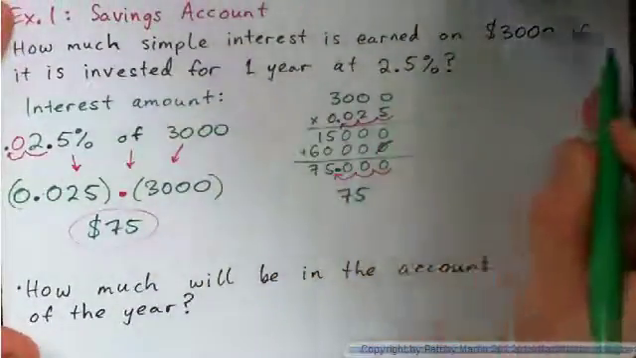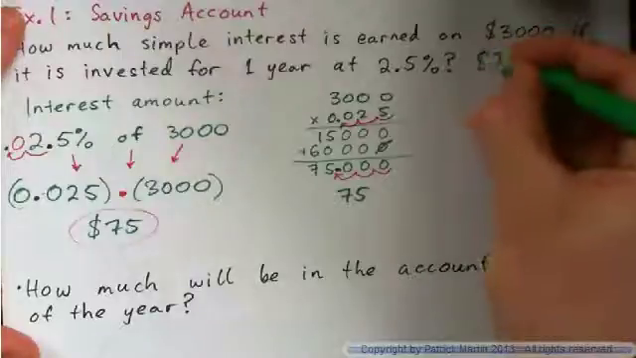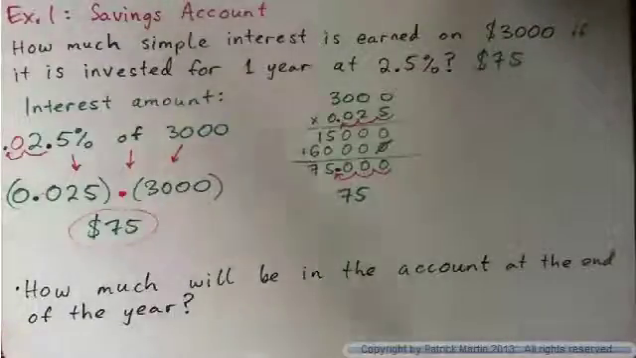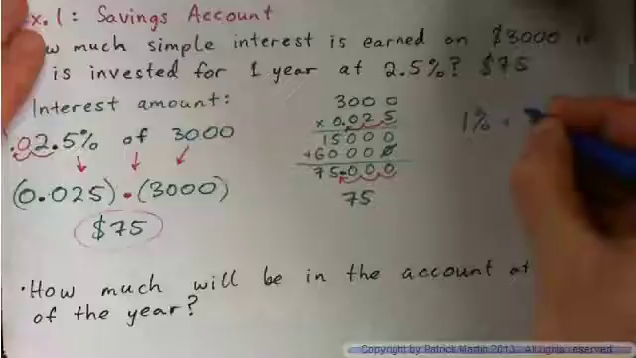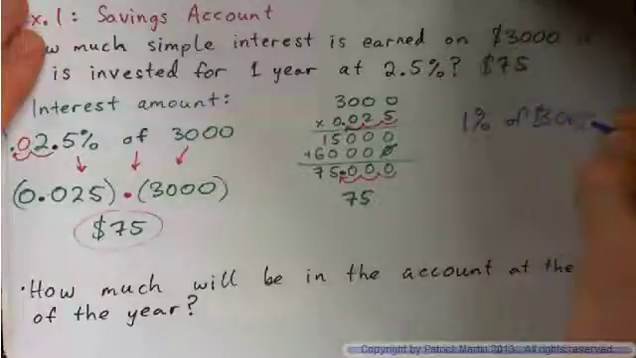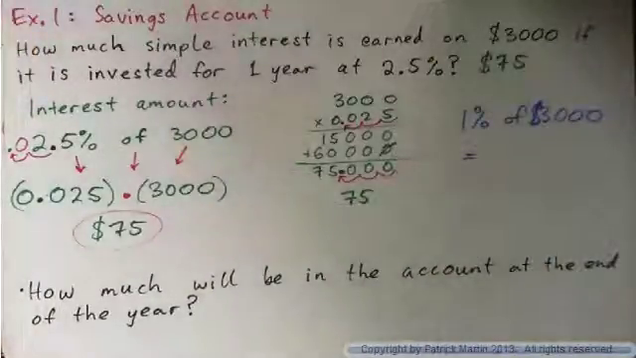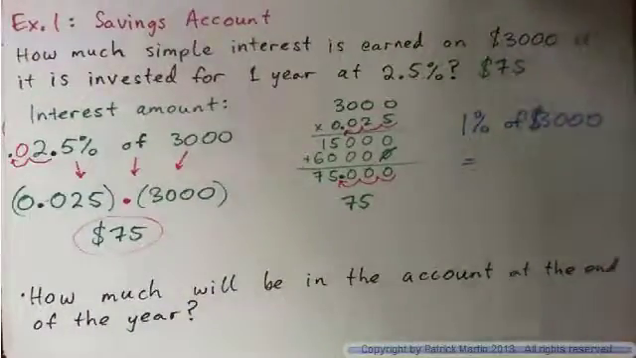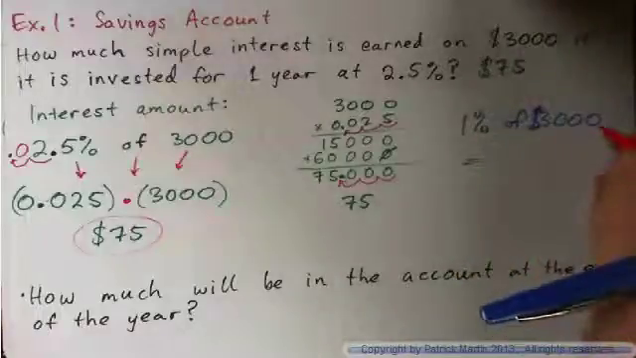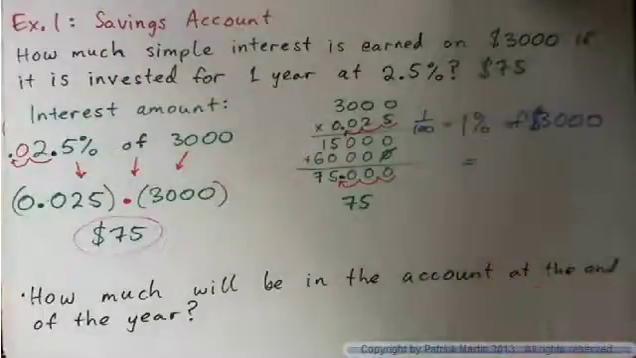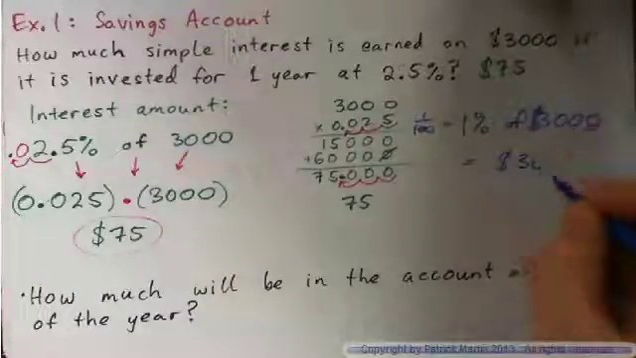How much simple interest is earned for 1 year? The answer is $75. Now, if you just want to check your answer in your head, have you any idea what 1% of $3,000 is? Take a guess. 1% is 1 over 100. If you multiply by 1 over 100, you're going to knock off a couple of zeros. So 1% of 3,000 is $30.